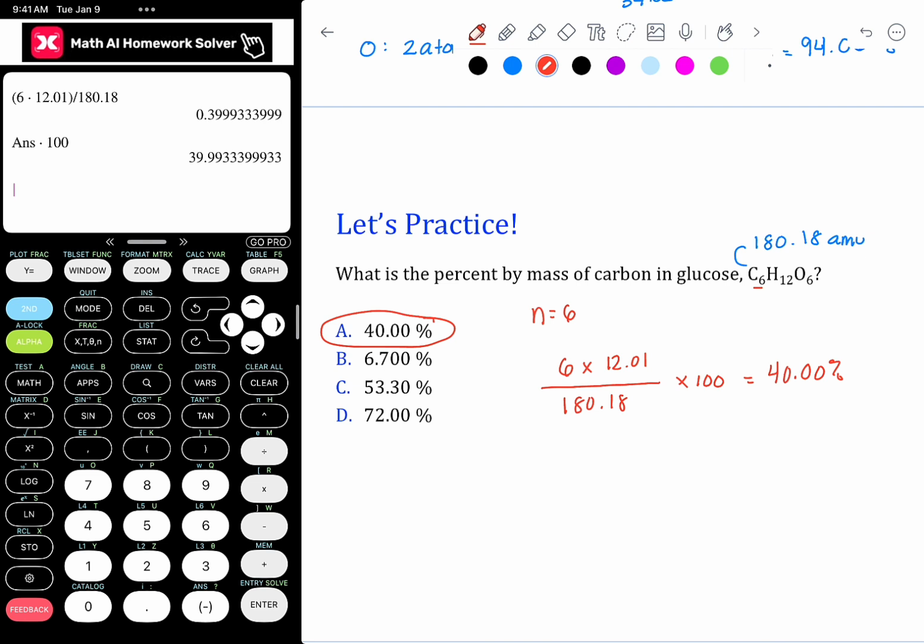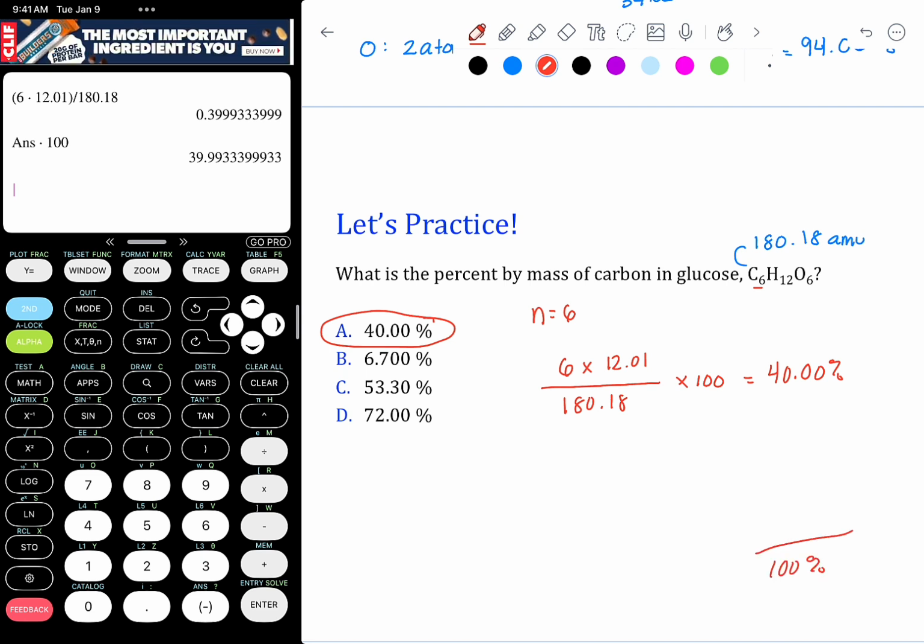You could also find the mass percent of both hydrogen and oxygen as well, and you'll know if you're right or wrong if all of those percentages equal 100%, because they all make up that total mass.